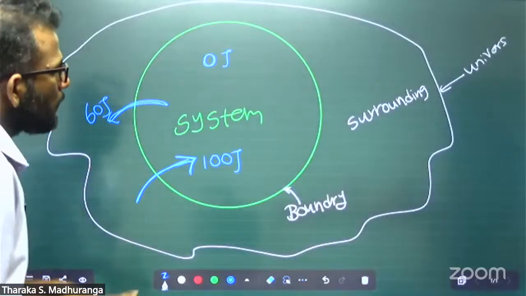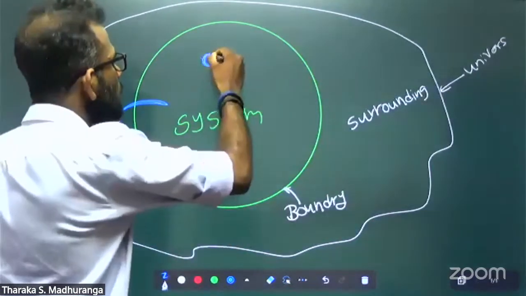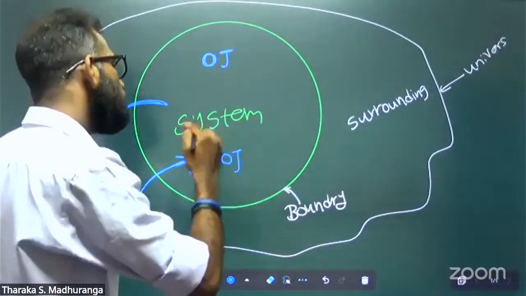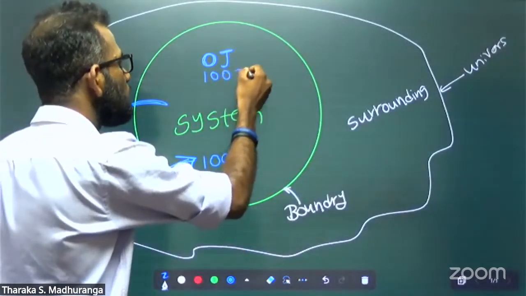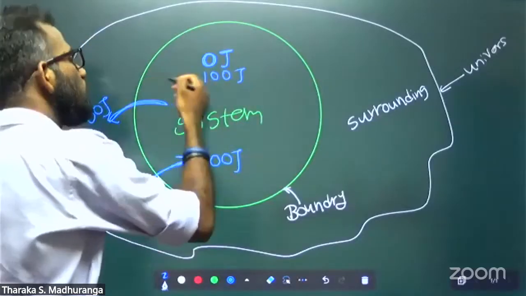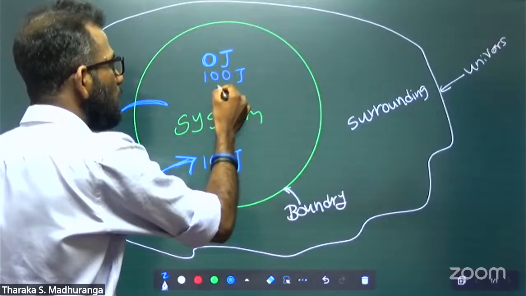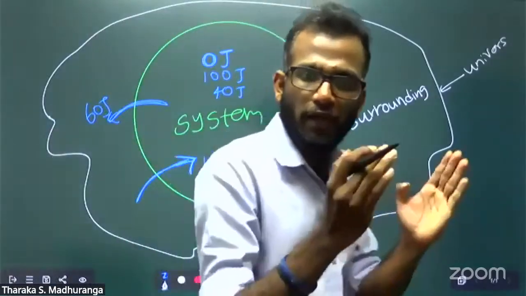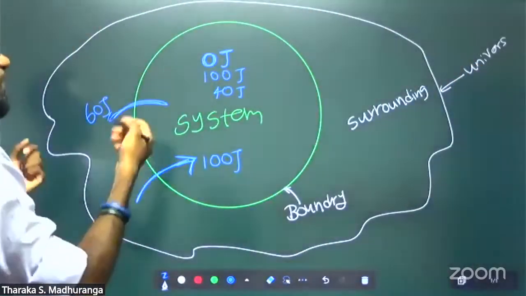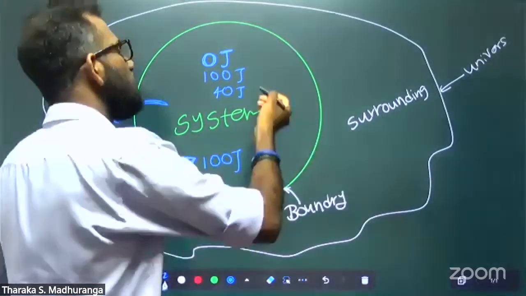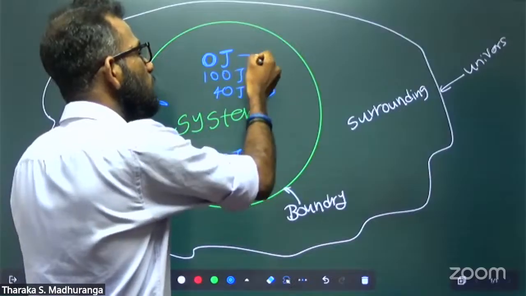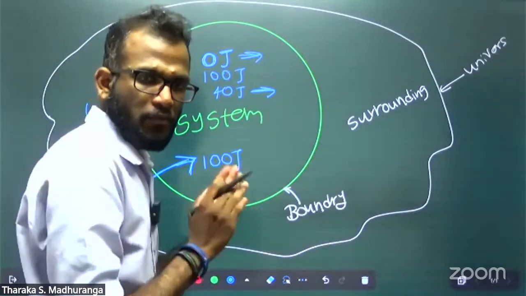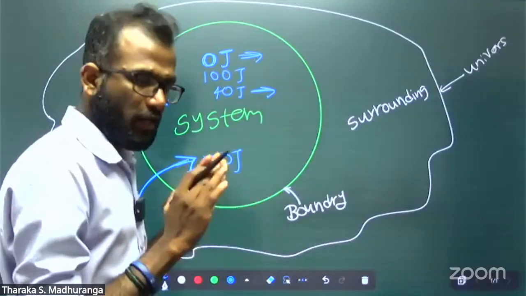This is your thinking pattern. Initially, it is 0 joules. I assume initially 0 joules, then 100 joules absorbed, so the energy level is 100 joules. Then 60 joules released to the environment, so only 40 joules remain. Now what is the energy difference? Delta E equals final energy minus initial energy. Finally it is 40, initially 0. 40 minus 0 is plus 40. I think you got the full idea. Okay, remember.